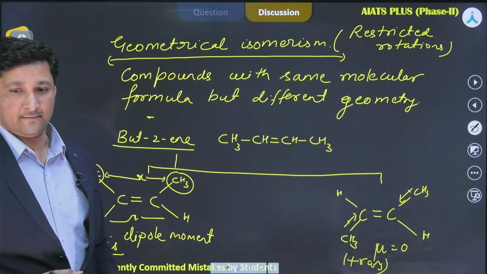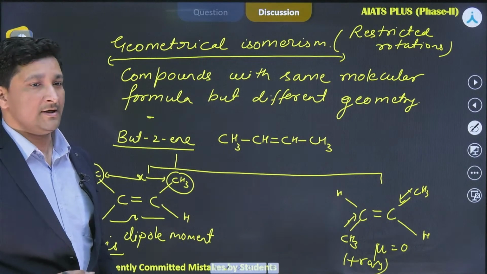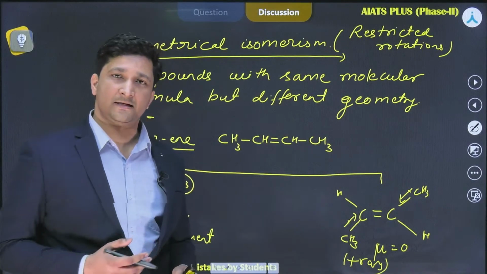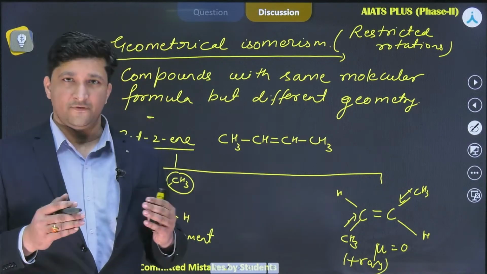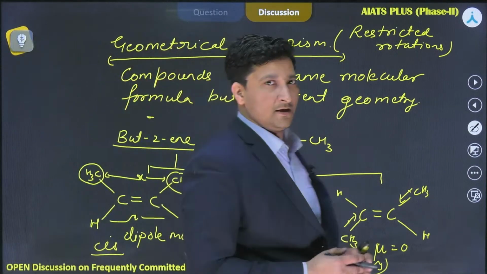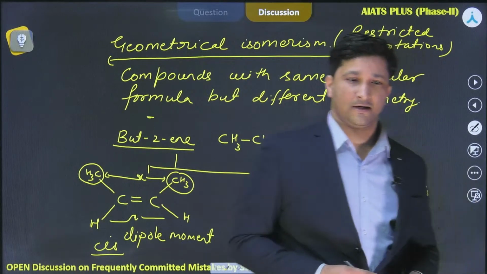Will trans have a higher melting point or a higher boiling point? Trans has a higher melting point. The reason is that because of the more symmetrical structure in the solid state, the fitting is perfect. So trans has a higher melting point.